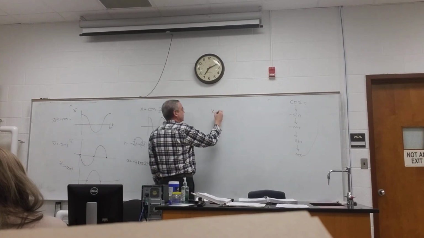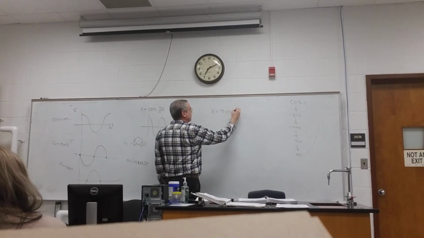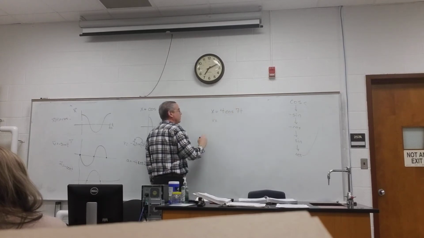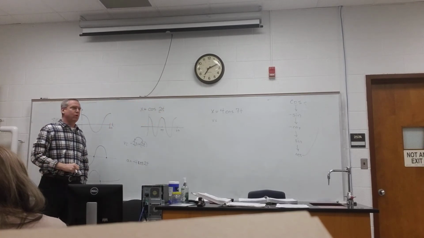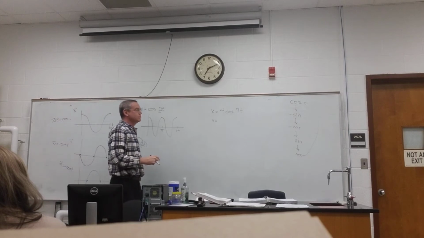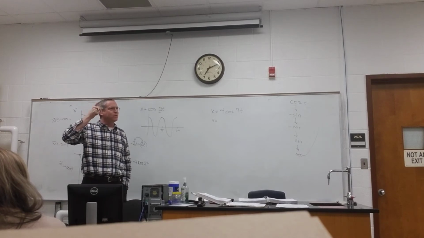So if I had x is equal to 4 cosine 7t, what would the slope look like? The function for the slope? Negative 21 sine 7t. Say it again? Negative 21 sine 7t. Darn close. Negative 28. Thank you. Negative 28 sine 7t.